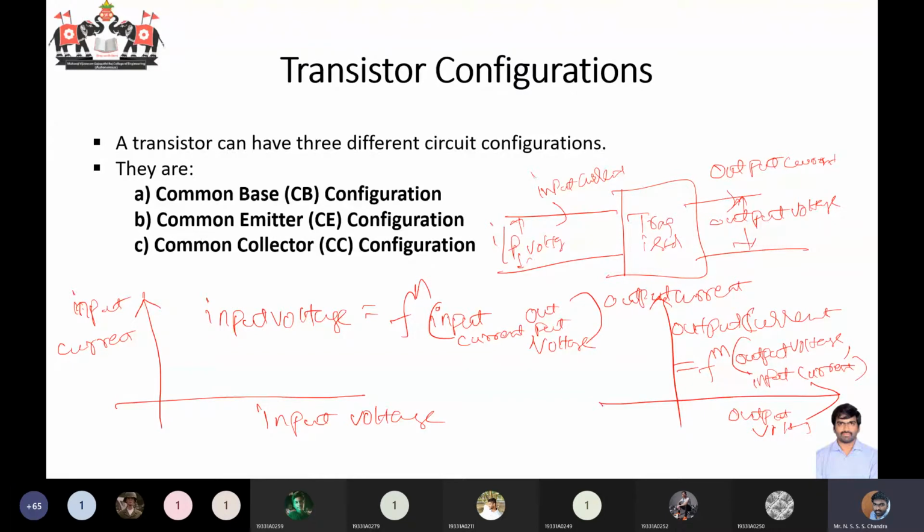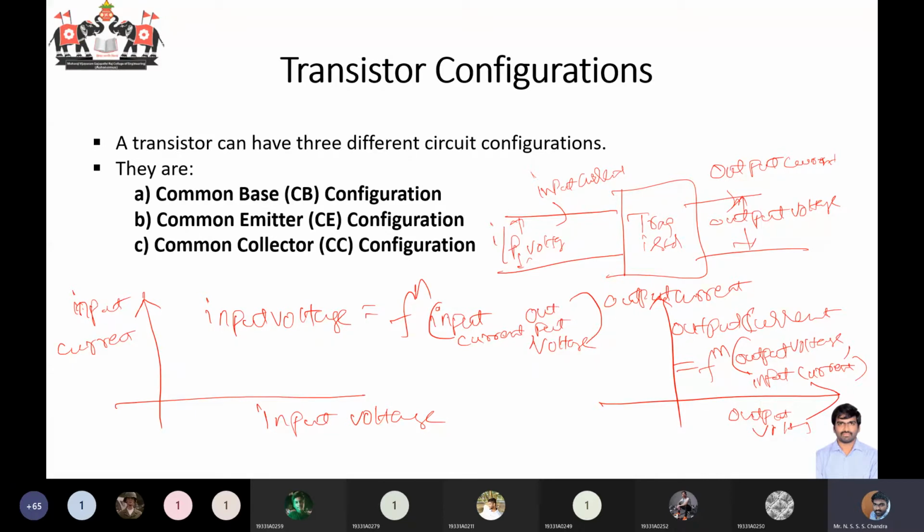Okay, so what you're going to do is draw a graph between input voltage versus input current by fixing an output voltage. So if you're changing the output voltage, your graph is going to be shifted. Okay, you'll get a set of graphs. For different output voltages, you're going to get different graphs.